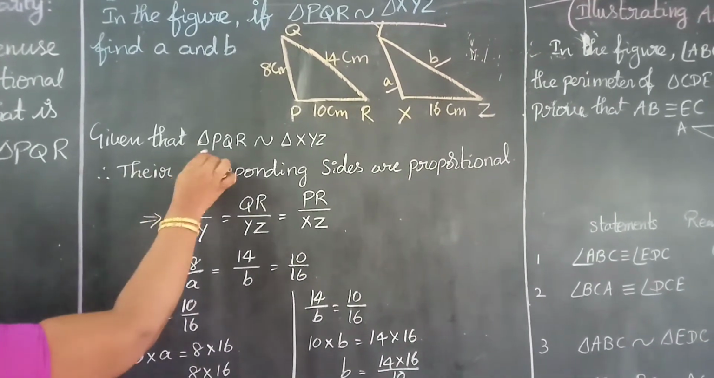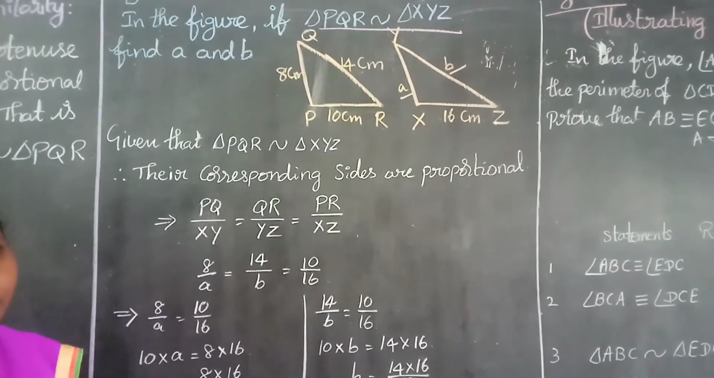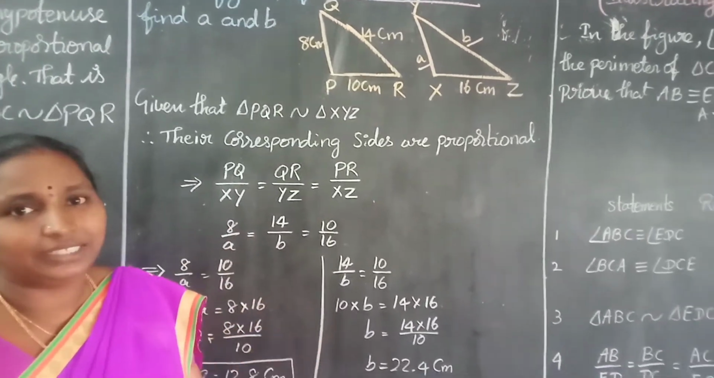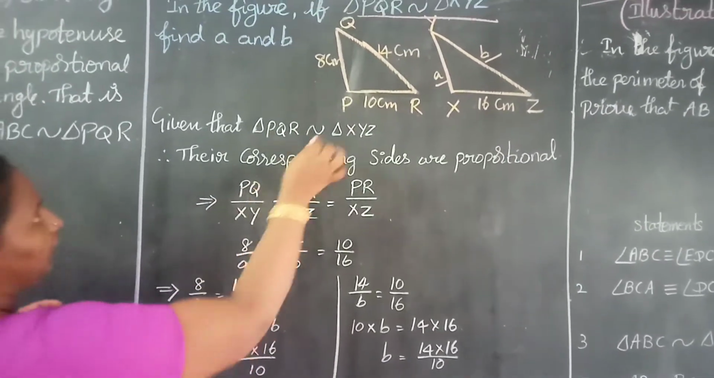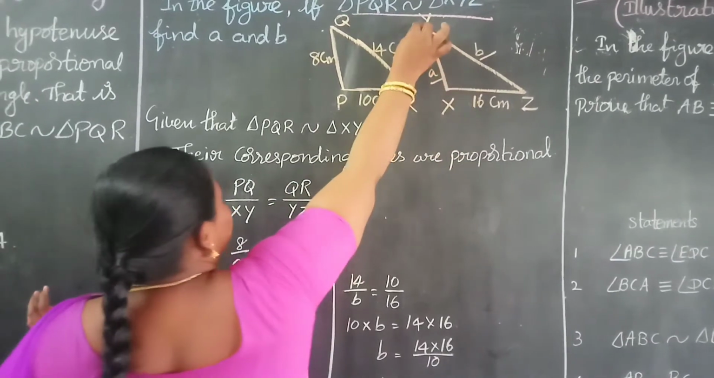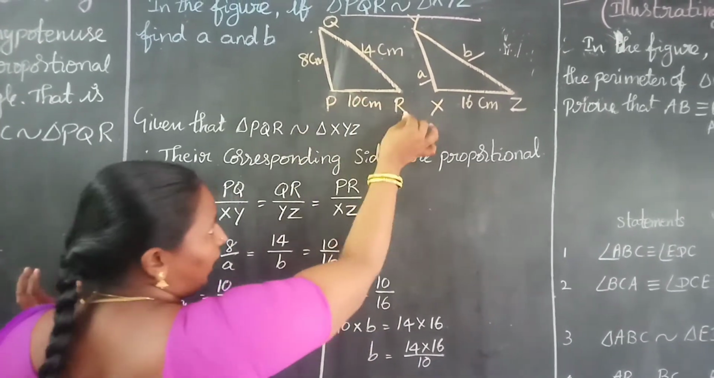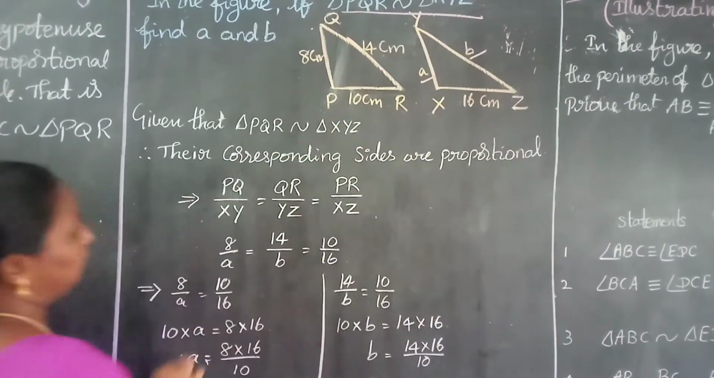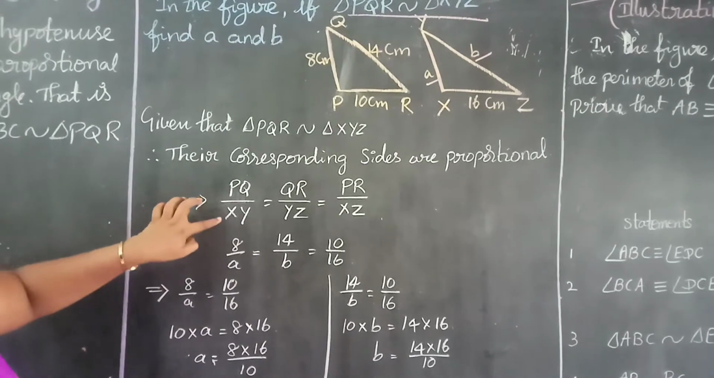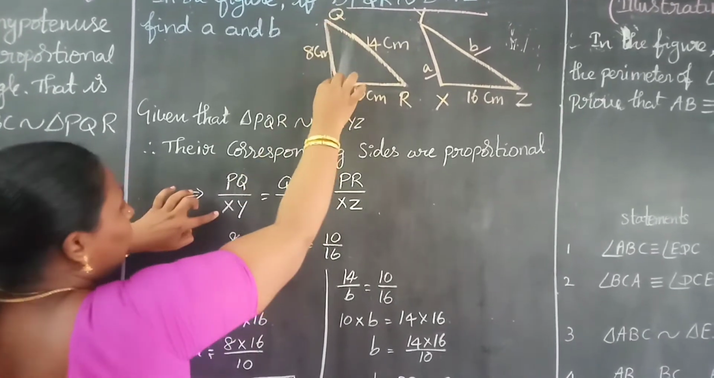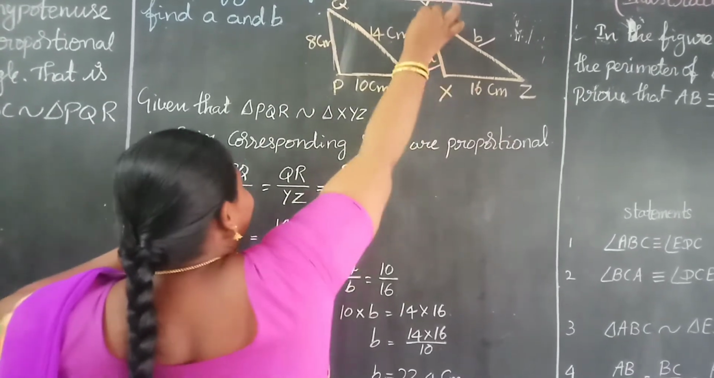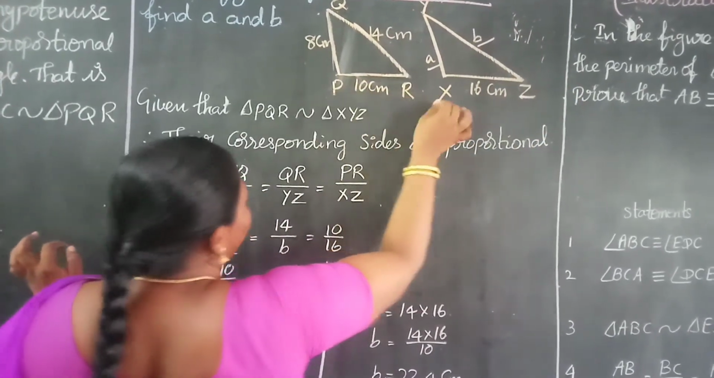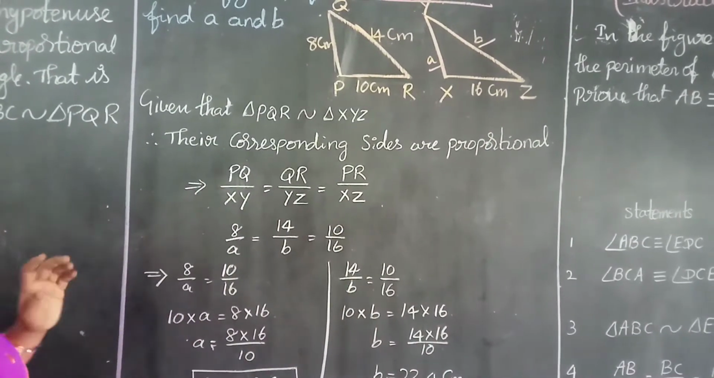Okay. So given that triangle PQR is similar to triangle XYZ. We know that if two triangles are similar, their corresponding sides are proportional. So we are going to write PQ divided by XY equal to PR divided by XZ equal to QR divided by YZ. So if you are taking PQ, what is the corresponding side in this triangle? XY. Then QR is YZ, PR is XZ. Okay. So right now substitute the values.